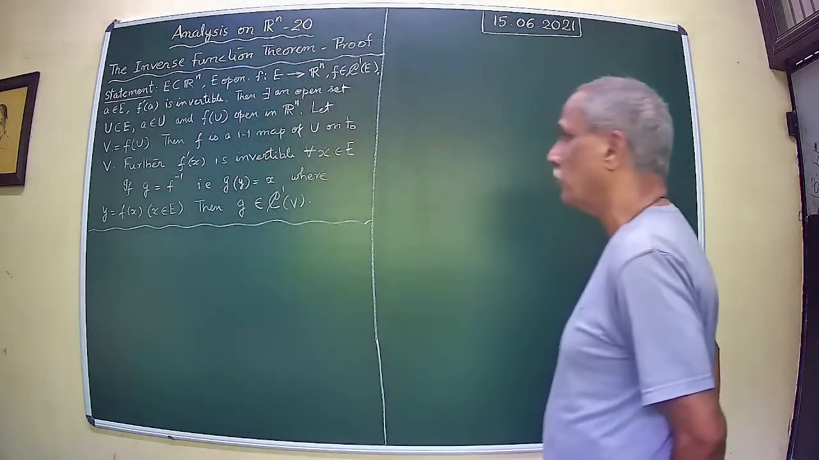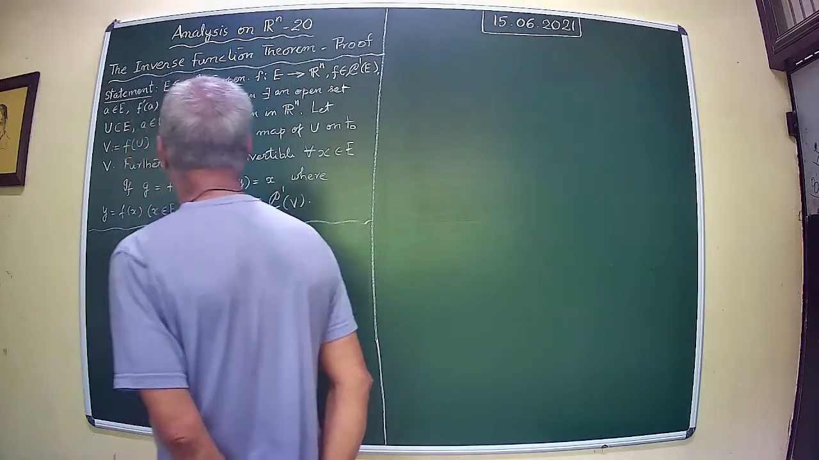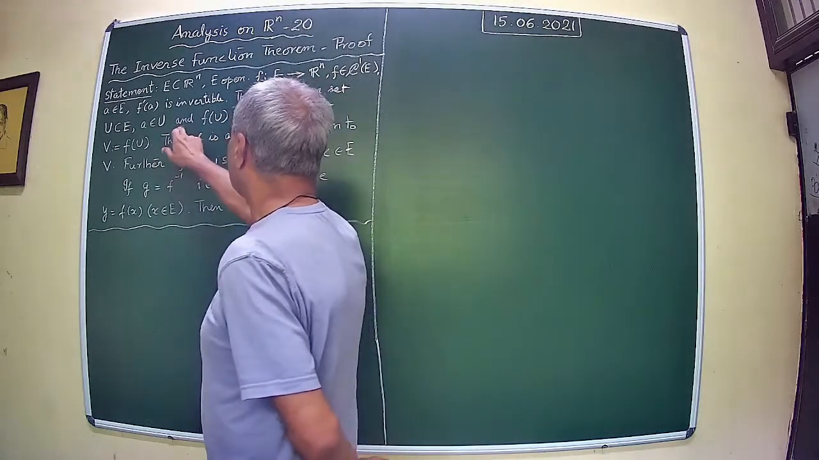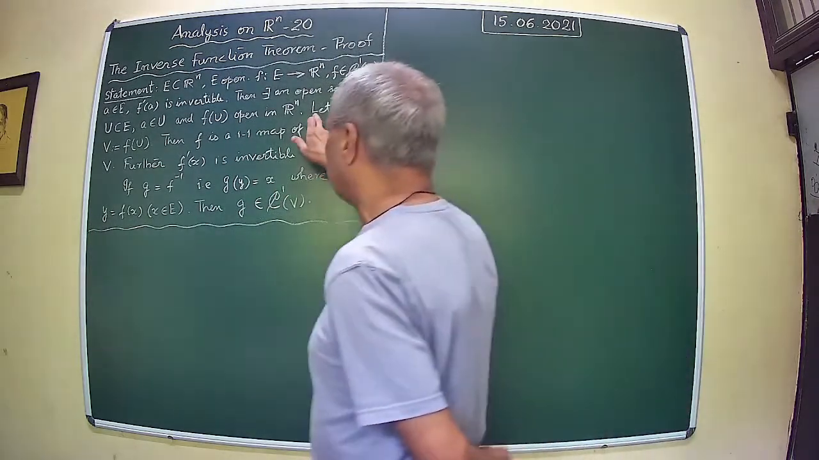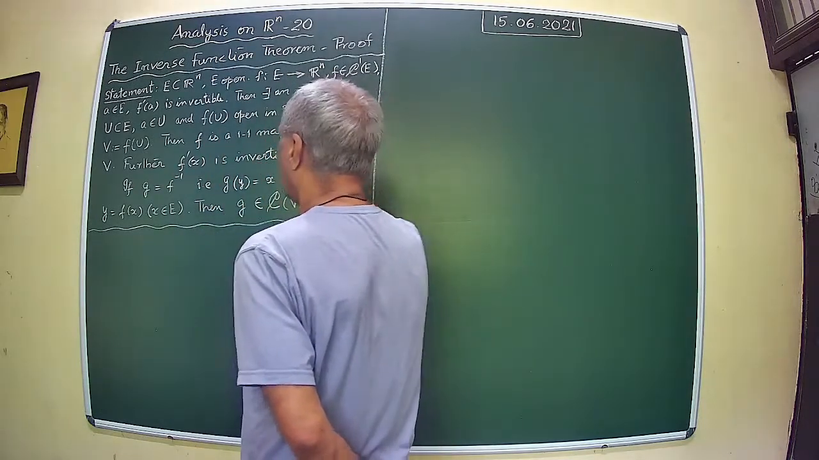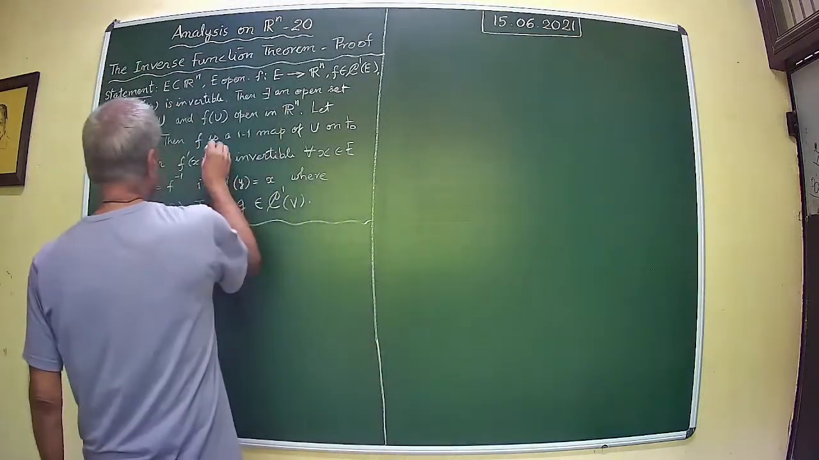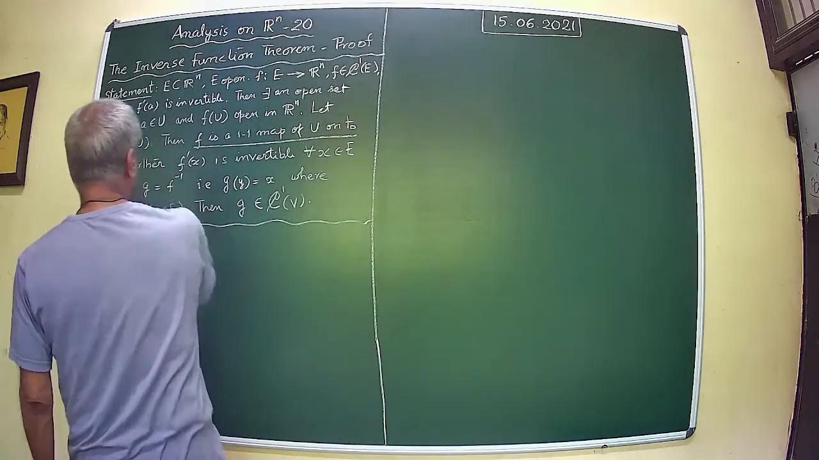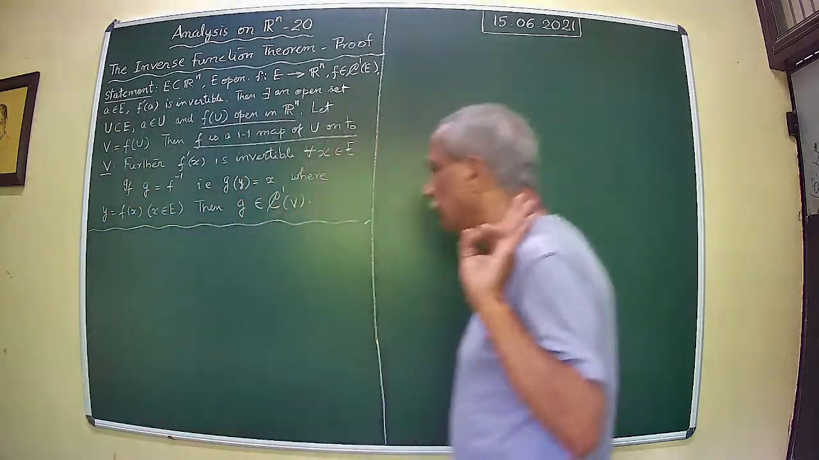Then there exists an open set U contained in E, a belonging to U, and F(U) open in Rn. So one of the things that you have to prove is that F of U is open in Rn. And this we have proved. Along with that, we have also proved that F is a one-to-one map of U onto V. Up to this we have proved. That is, we have already shown that F is a one-to-one map of U onto V, and F(U) is open in Rn. This is what we have proved.